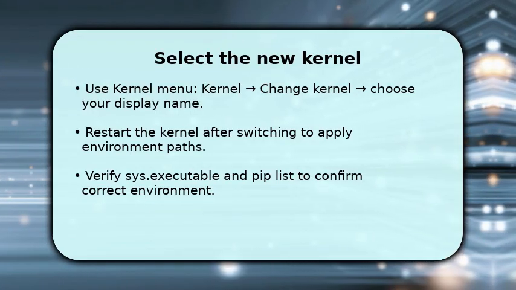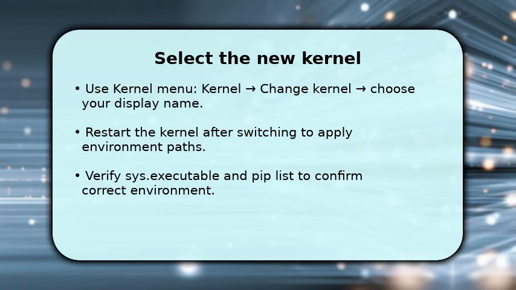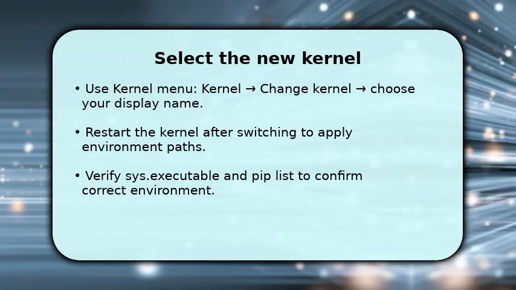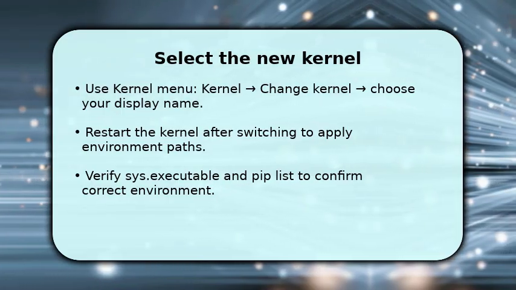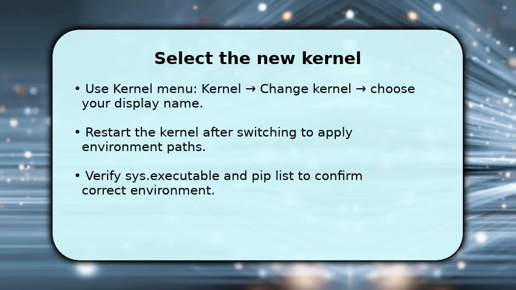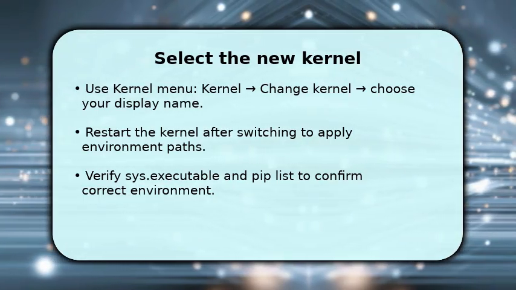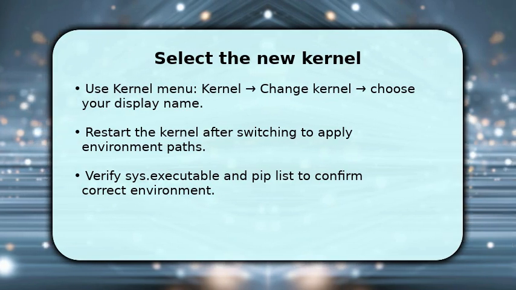Once selected, restart the kernel to load the new environment cleanly and run a quick cell, import sys, print sys.executable to confirm the path. Also run pip list or import pkg_resources, print pkg_resources.get_distribution numpy.version to ensure packages match. If packages differ, install them into the target environment and restart again to reflect changes.